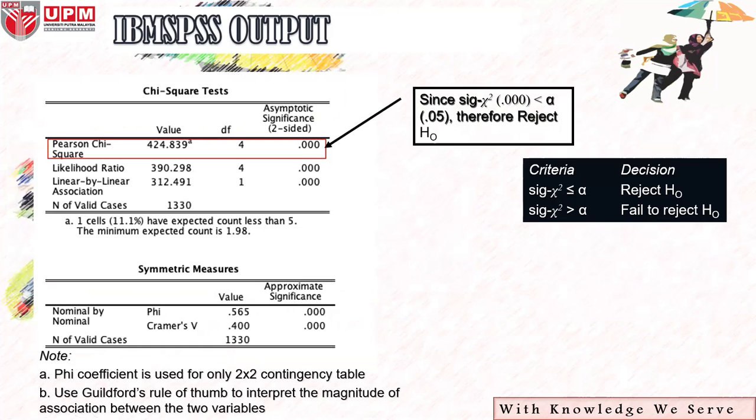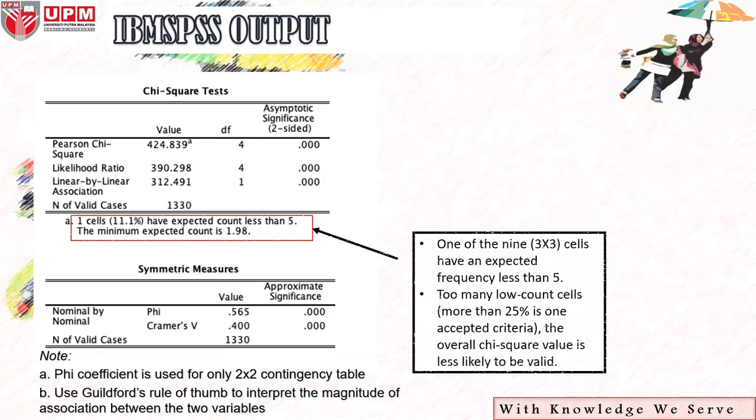Then we go to the chi-square test table. Based on the chi-square test table, we refer to the Pearson chi-square value, which indicates the asymptotic significance equals 0.000. So this one we will use for decision making later.